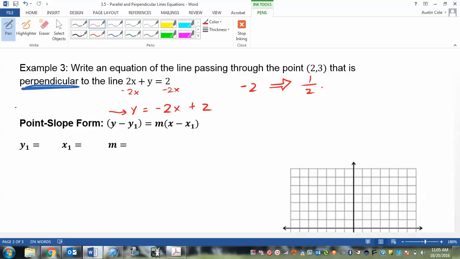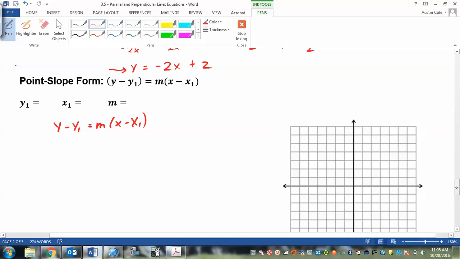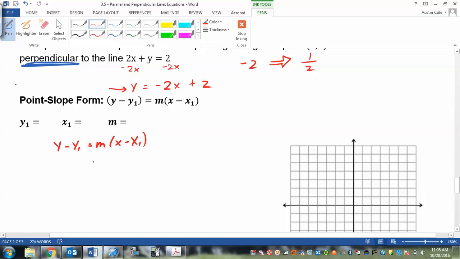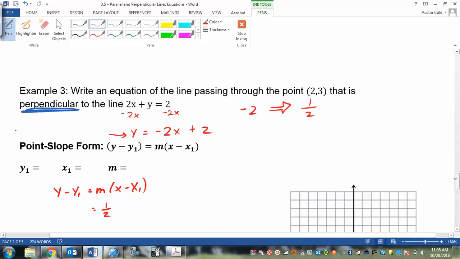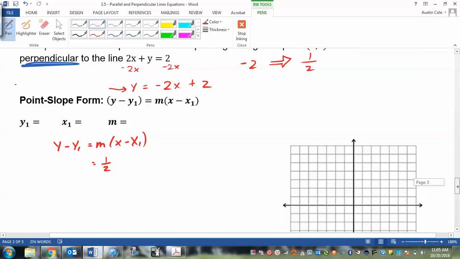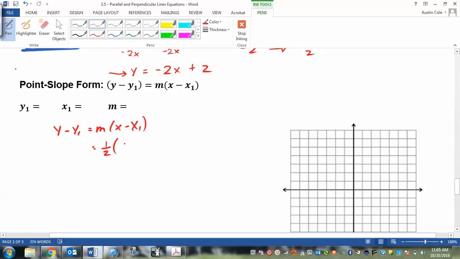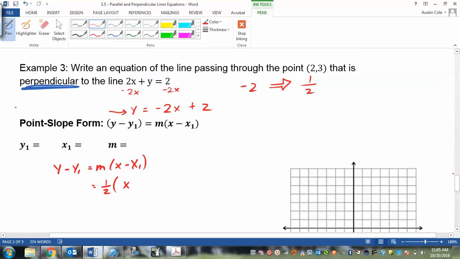Okay, now we're going to use point slope form again. So y minus y1 equals m times x minus x1. So my slope is positive 1/2. My x coordinate is what? 2. So that's going to be x plus 2 or minus 2? Minus 2. And this is going to be y minus 3.